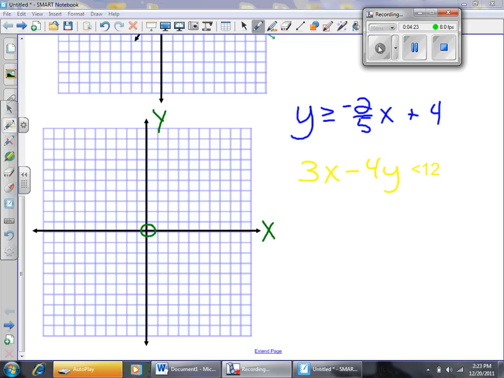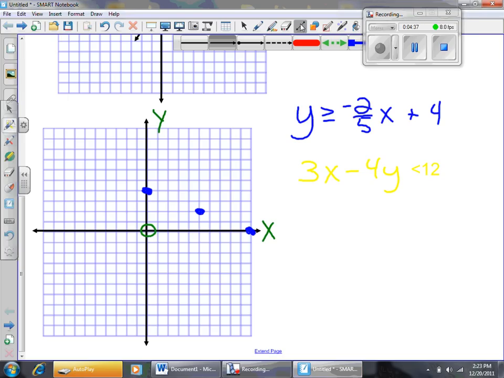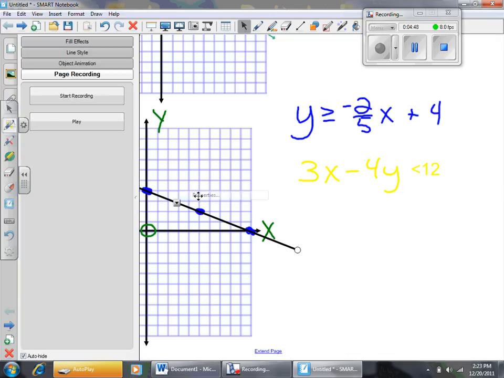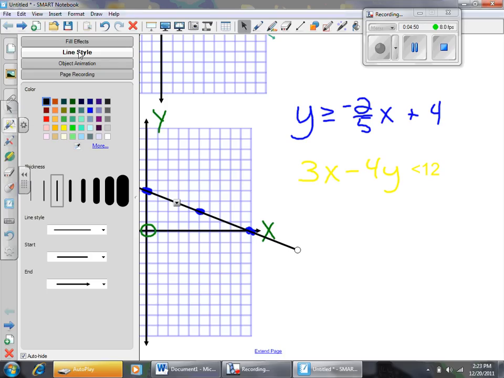It's in slope y-intercept form. The y-intercept is 4, and then I will go down 2 and right 5. Down 2, right 5. There we go. Okay, I will draw my line. Now, it is going to be a solid line, right? Okay, it's going to be a solid line.